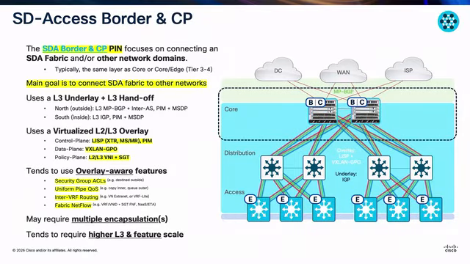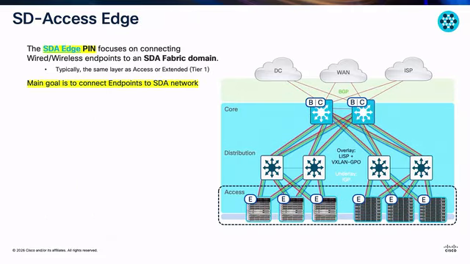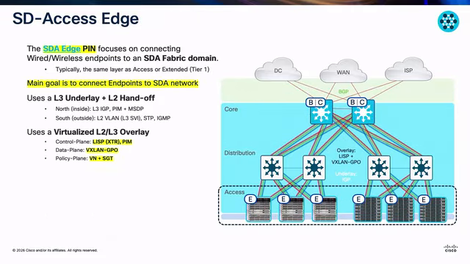SD access follows the same model. They use the same terminology for most. The border, in this case, they call it the control plane node. But this is what's keeping track of all the routes. This is, again, your core switch. And you'll have to look at the scale to support these number of clients and VRFs.